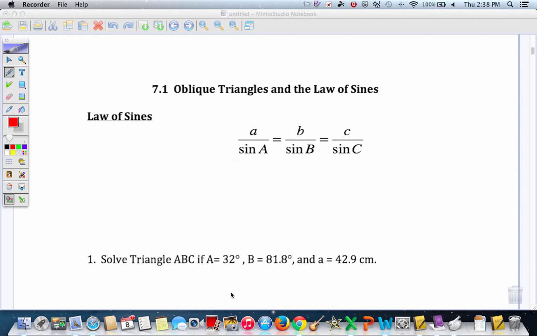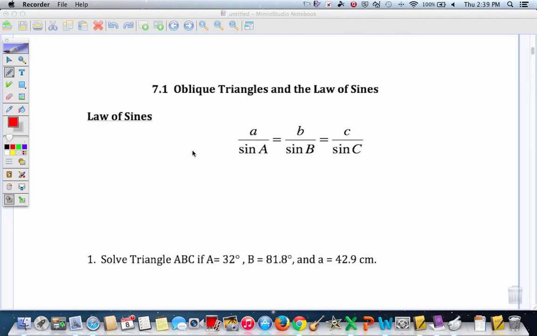In this section, we're going to look at the law of sines and also the ambiguous case as it relates to the law of sines. The law of sines here is a simple set of three ratios: a over the sine of A, b over the sine of B, and c over the sine of C. In using the law of sines, there is no requirement for a right angle. We can simply have information here, cross multiply, and solve.